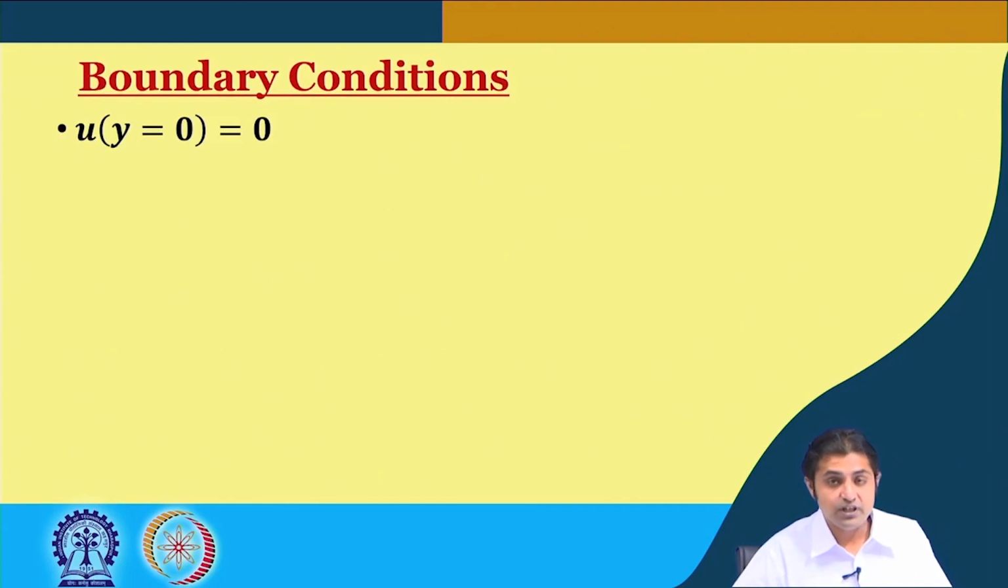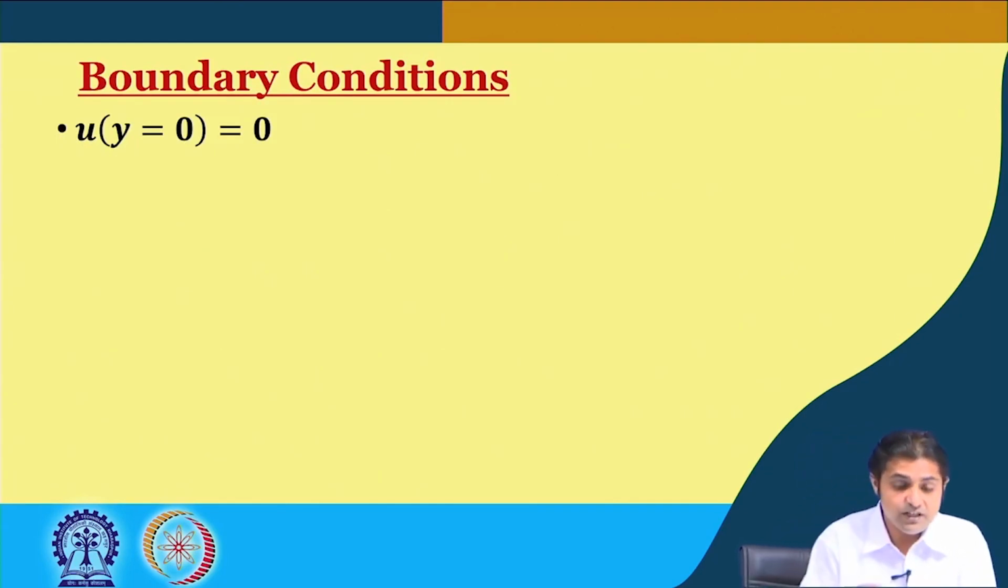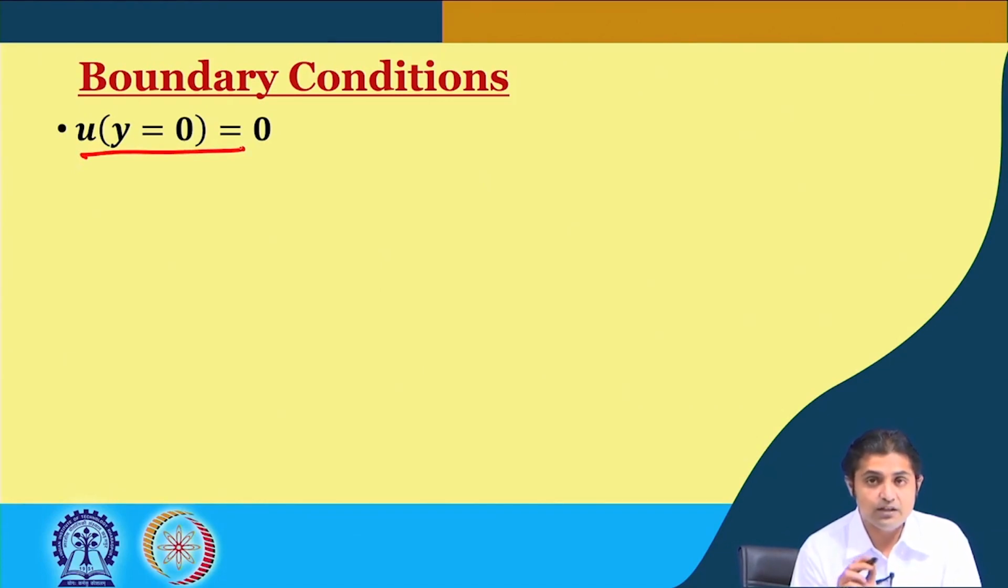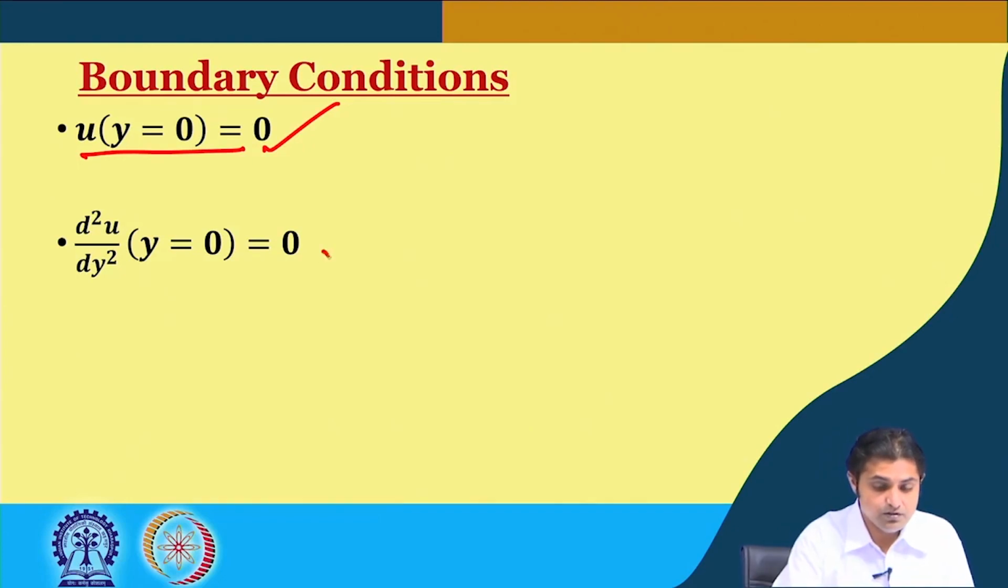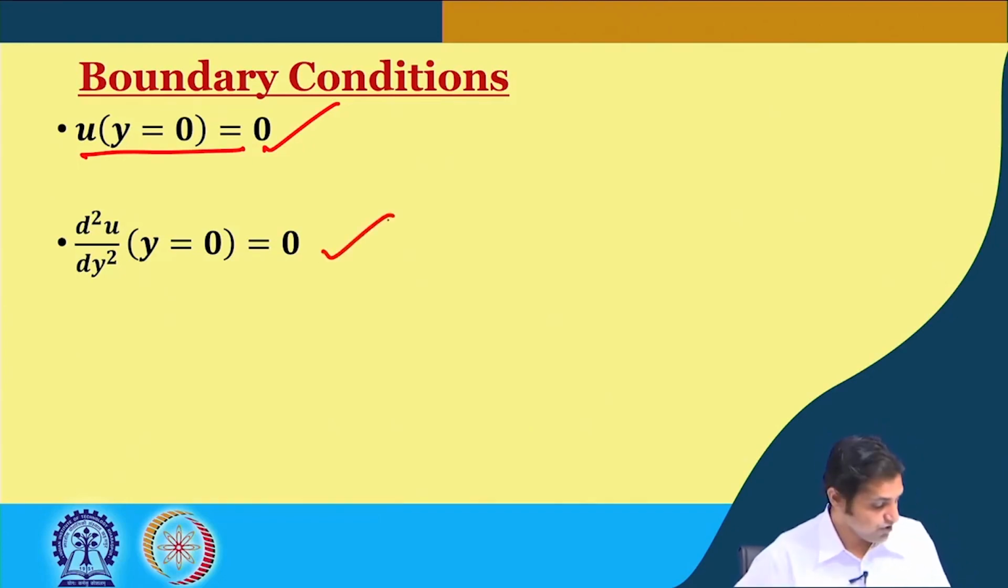Now, what are the boundary conditions at the plate? It is very simple. u, the velocity at the plate, is going to be 0, correct. The second condition is d square u by dy square at y equal to 0 is 0. This is the second boundary condition.